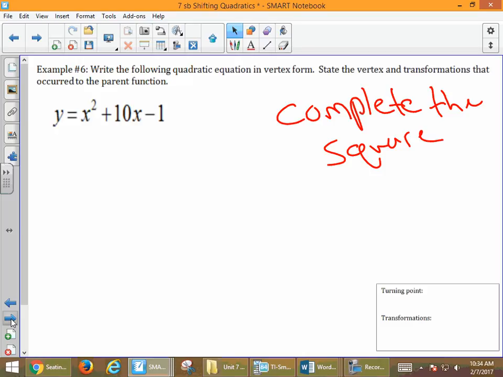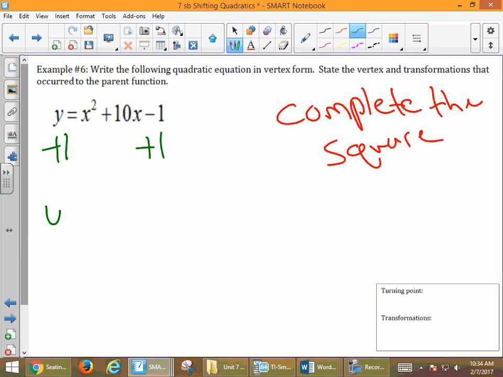So what should be the first step when we complete the square? Oscar. We need to move our c. So our c is our -1, so we're going to add 1 to both sides. And we get y plus 1 equals x squared plus 10x.